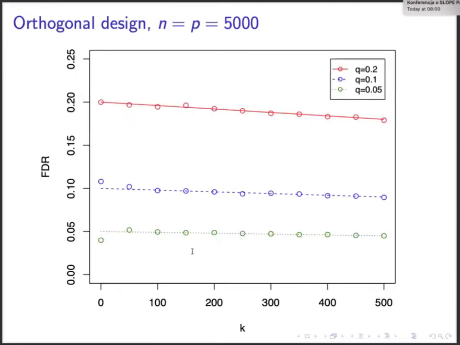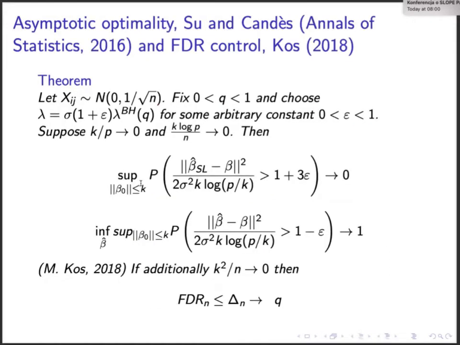So this is the plot. So this is N and P equal to 5,000. K is the number of non-zero elements in our beta sequence. The lines correspond to the theoretical false discovery rate, and the circles are the empirical results. We see basically almost perfect FDR control at the assumed theoretical level. Okay, so this is what we wanted to achieve, and we achieved it in the case of the orthogonal design.